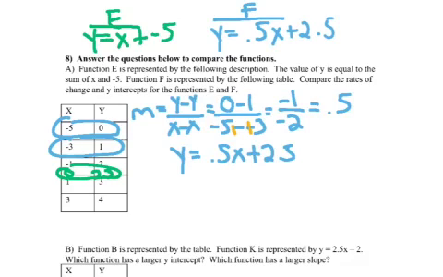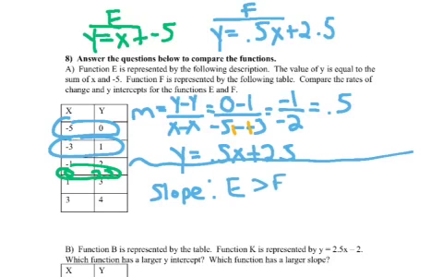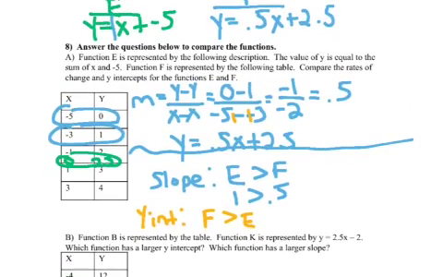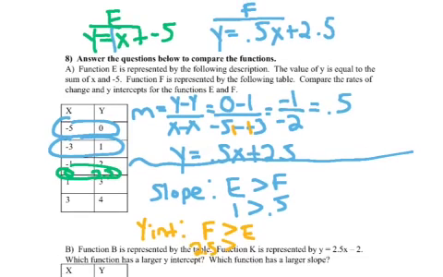So if I was just comparing my slope, I would say that function e was greater than function f, because remember, if you do not see a coefficient in front of your variable, it's assumed to be a 1. 1 is greater than the slope of function f, which was only 1/2 or 0.5. If I was comparing my y-intercepts, function f's is greater than function e, because function f's y-intercept was 2.5, which was greater than function e's of -5.